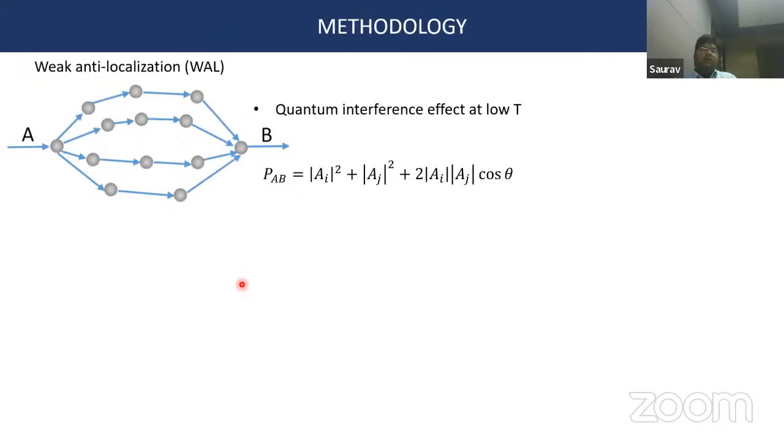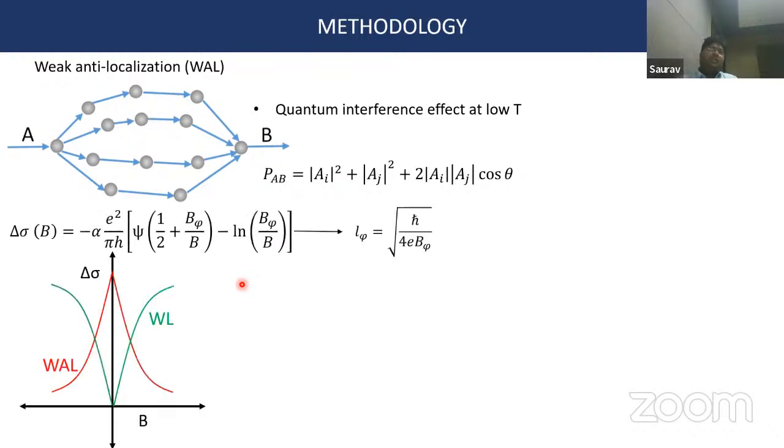So we use two kinds of experimental tools to look at the dephasing. One is weak antilocalization, which is a consequence of quantum interference effect. Basically, if an electron has to go from point A to point B, then this is the quantum mechanical probability of going to that point. Now, if we consider backscattering, that is A and B are the same, then these two paths are time reverse paths, and the probability actually increases, which is called weak localization.